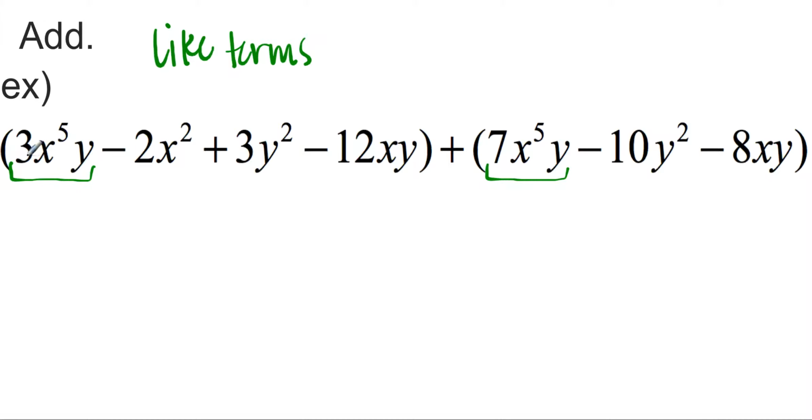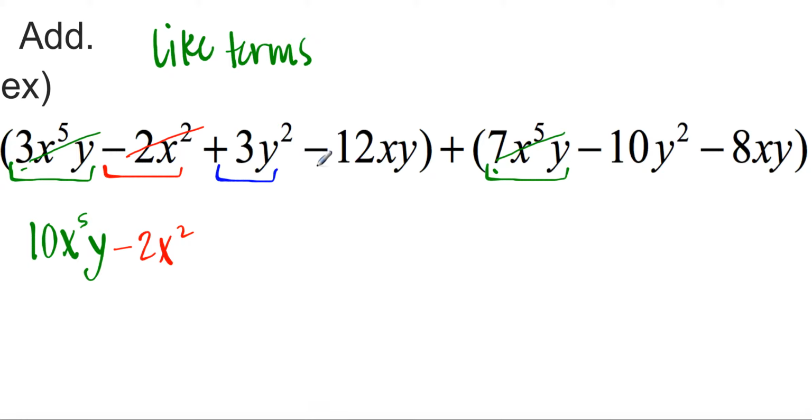So we add the coefficients, 3 plus 7, and that gives me 10x to the fifth y. I'm going to put a little line through those because I've used them up. They're done. I don't want them in my way. And I'm going to go to the next term, negative 2x squared. I'm going to go down the line, see if I see any other terms with x squared in it, and I don't. So I just bring it down, minus 2x squared. I'm going to put a little line through that because I'm done.